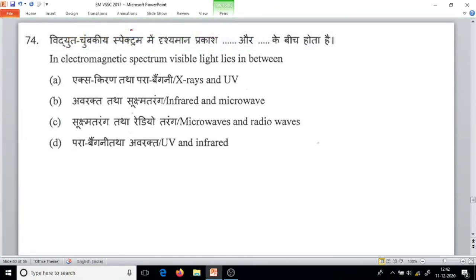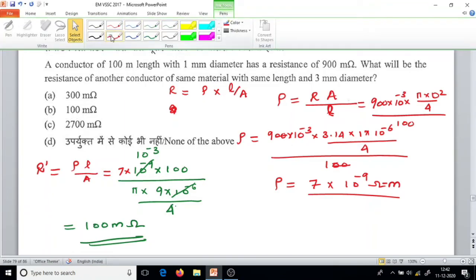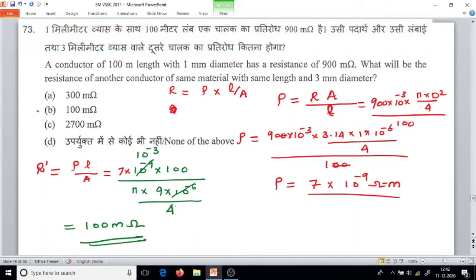Question number... I think I will take click. Did I click? No. Answer is option B, 100 milliohms.